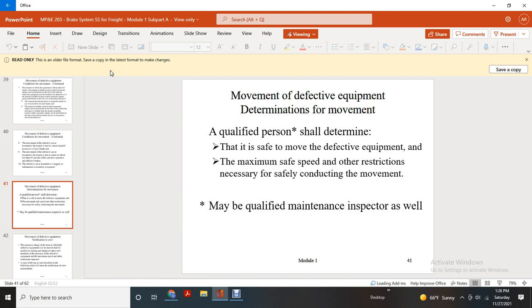Movement of defective equipment: determination for the movement. A qualified person shall determine the safety of the movement, the maximum safe speed, and any other restrictions necessary for the safe conduct of the movement.